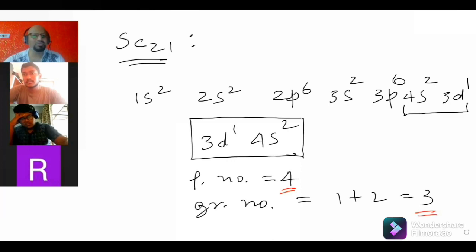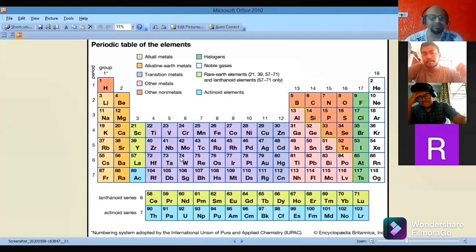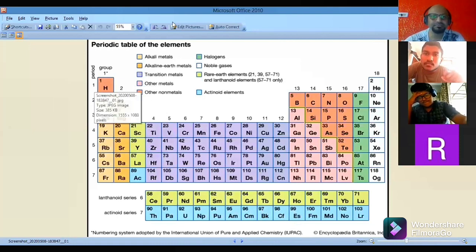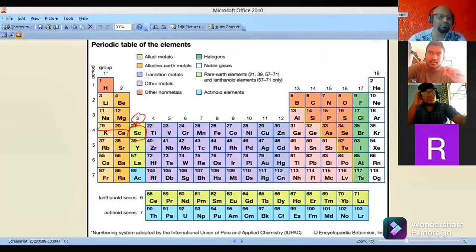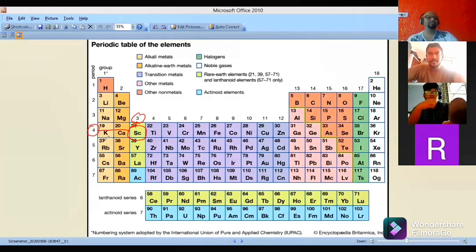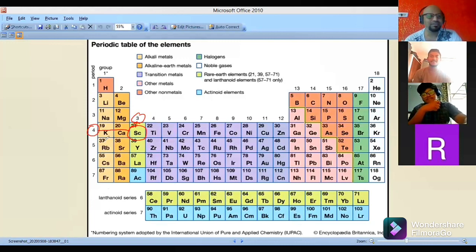Now I'm going back to the periodic table and let me show the position of scandium. Here is the scandium. See, this is the scandium. And what is the period number? You can see 3. Yes, sir. And what is the group number? 4. I think period number is 4 and group number is 3. Again, I have said something opposite.